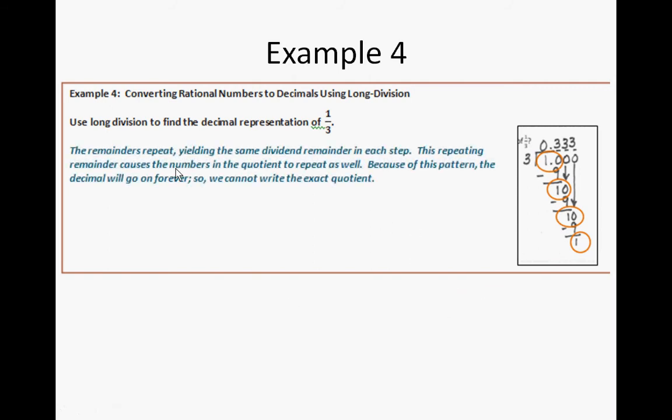So the remainder repeats, yielding the same dividend and remainder in each step. This repeating remainder causes the numbers in the quotient to repeat as well. Because of this pattern, the decimal will go on forever, so we cannot write the exact quotient. Remember, this is always an estimation because we're trying to turn a number that is not a factor of 10 into a form of a number that relies on 10 as its place value and as its answer. And 3 will never go into 10 equally.